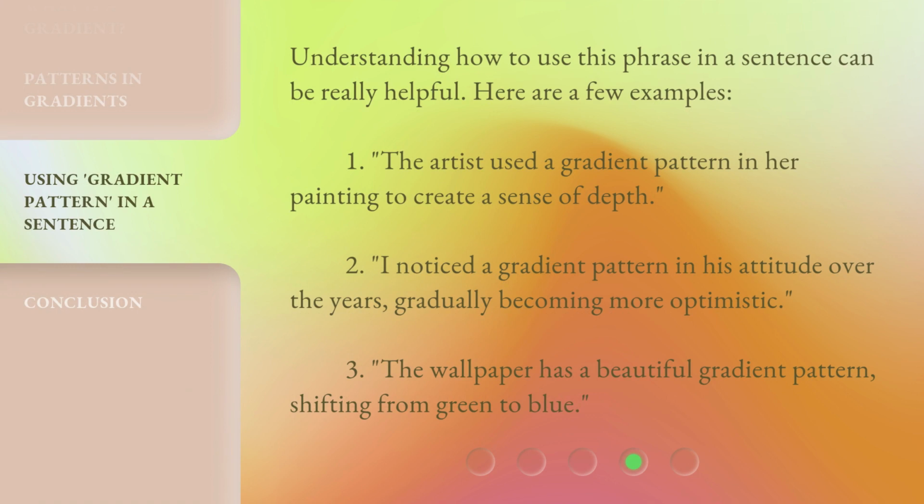Understanding how to use this phrase in a sentence can be really helpful. Here are a few examples. 1. The artist used a gradient pattern in her painting to create a sense of depth. 2. I noticed a gradient pattern in his attitude over the years, gradually becoming more optimistic. 3. The wallpaper has a beautiful gradient pattern, shifting from green to blue.